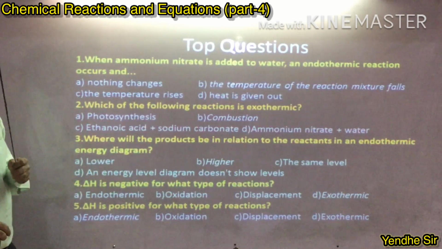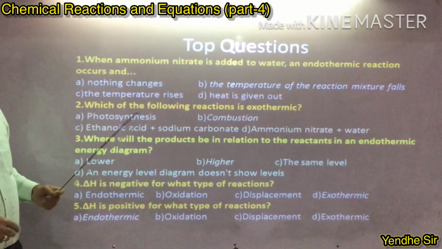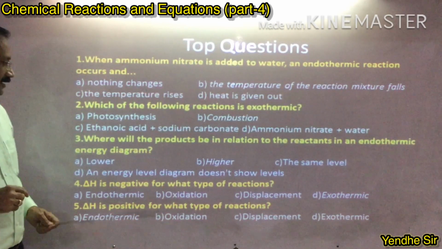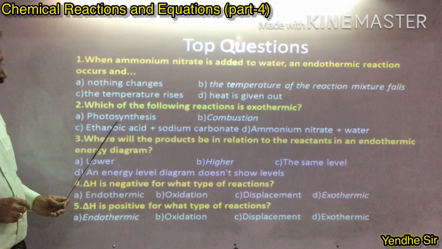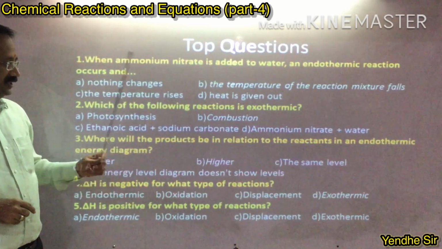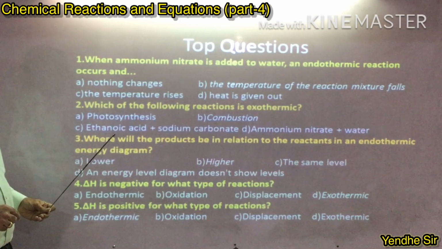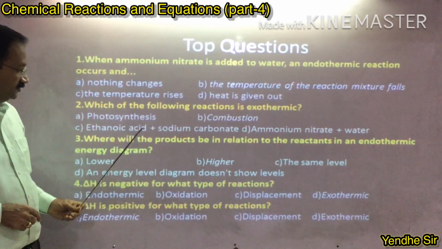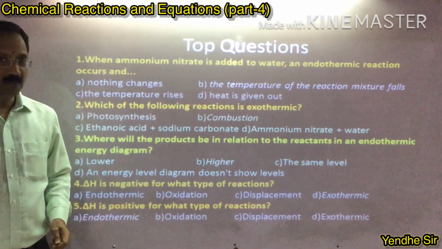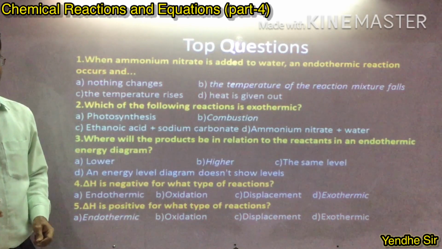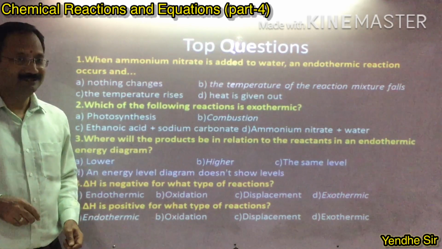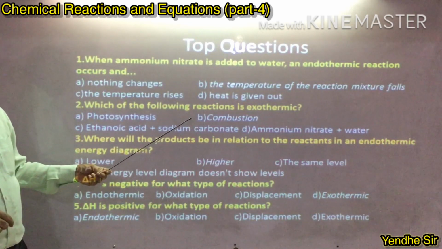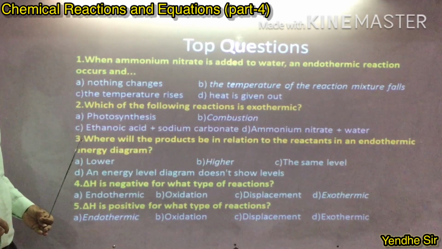Now let's see question number 2. Which of the following reactions is endothermic? Endothermic means what? You know it well. The first one, photosynthesis, then combustion, third, ethanoic acid plus sodium carbonate is the C option, and the D option is ammonium nitrate plus water. Now, which is the correct option? Yes, absolutely right. It is the combustion reaction.